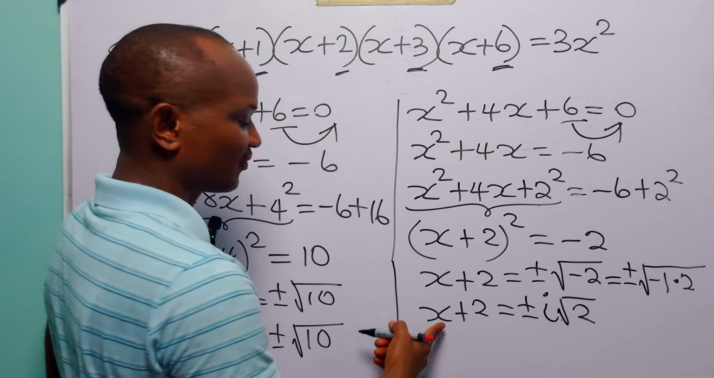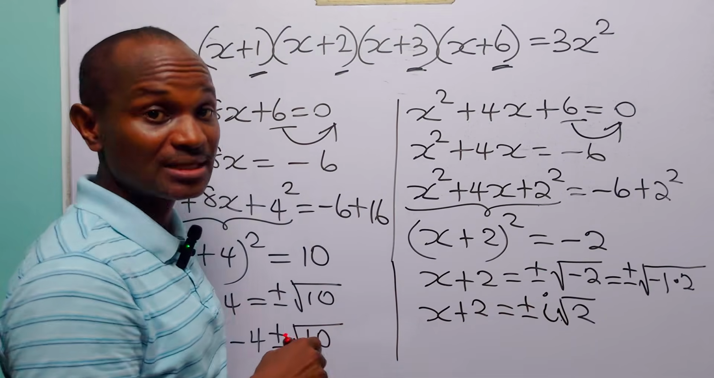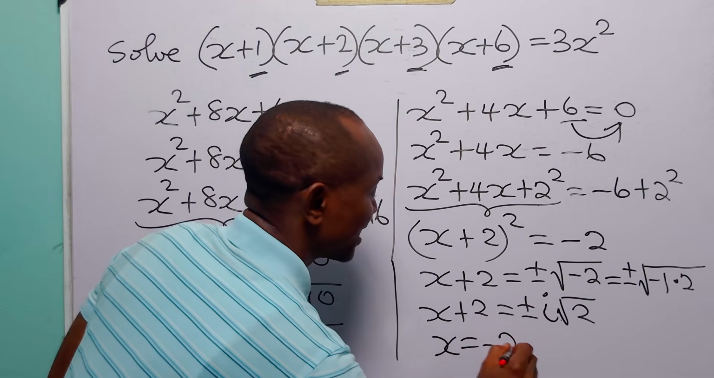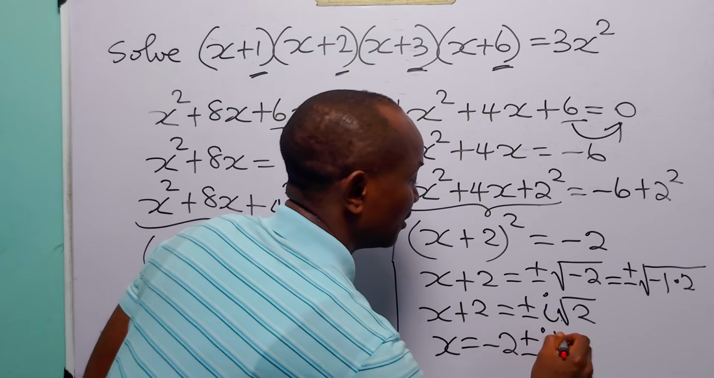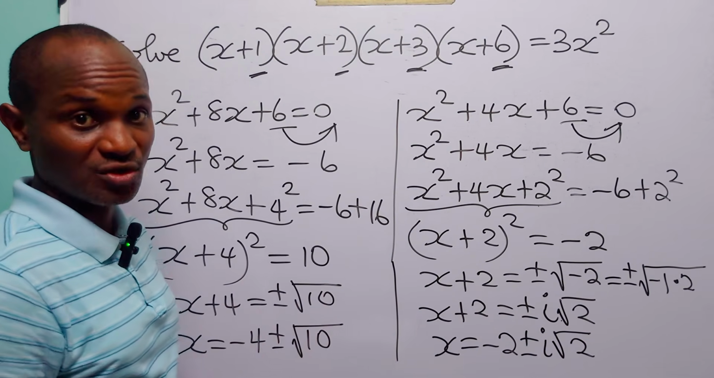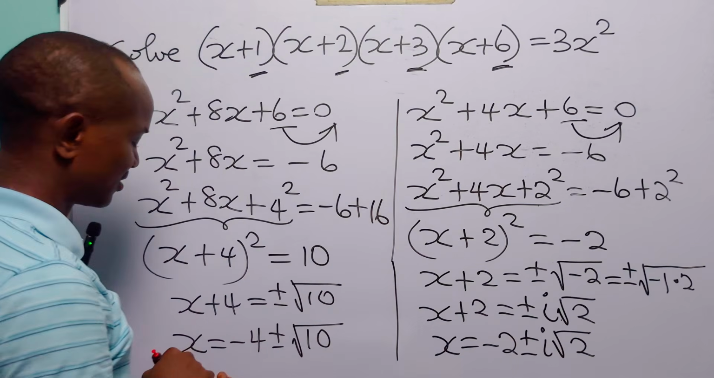And finally, to find the values of x, we subtract 2 from both sides of this equation. When we do that, we have that x is equal to minus 2 plus or minus i root 2. So we have all 4 values of x that satisfy this algebraic equation.